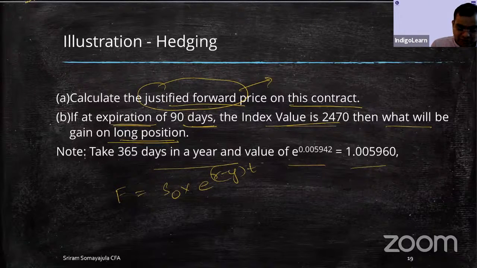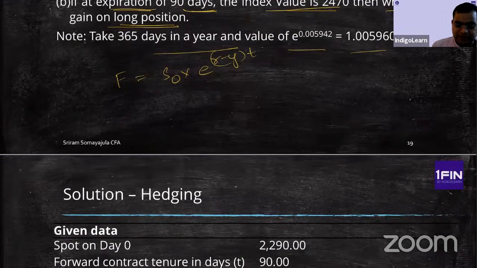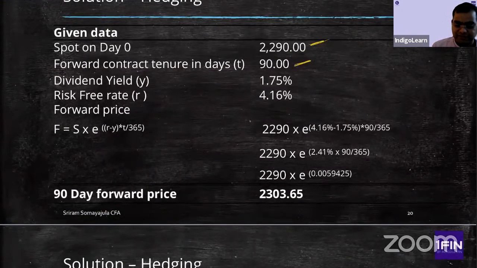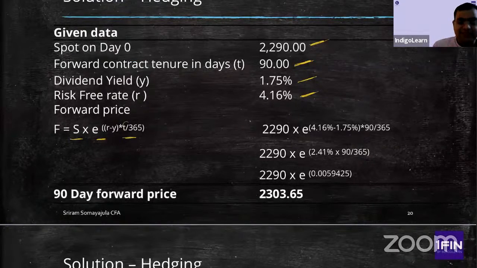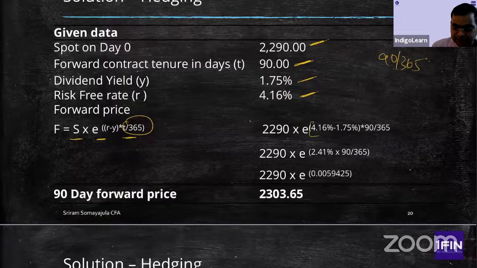Now, let us come to the solution. They have said that the spot is 2290, tenure is 90 days, dividend yield is 1.75, risk-free rate is 4.16. So far, so good. What is the forward price? Spot into e power (R minus Y) into T. And here T is 90 days, so you have to do 90 by 365. So this is R minus Y, and this is into T. Let me just delete this.